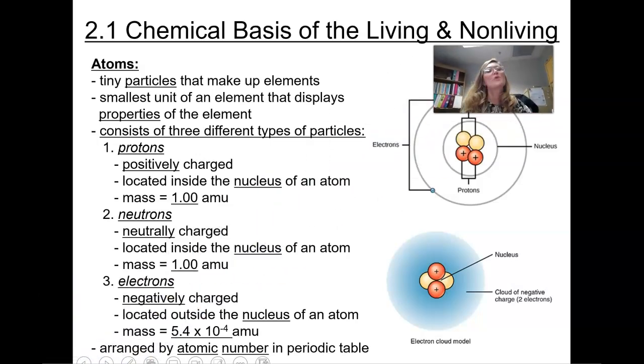Okay. So atoms are going to be tiny particles that make up the elements. They're the smallest unit of an element that you can see displaying the properties of that element. So if you cut it down any further, it's no longer that element. It's going to consist of three different types of particles. You will have protons, neutrons, and electrons. The protons are going to be the positively charged particles that are located in the nucleus of the atom, and they're going to have a mass of about 1 AMU. AMU stands for atomic mass unit. And so looking over here, you see the positively charged particles.